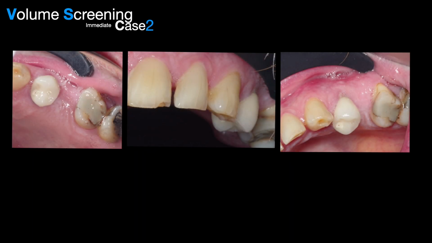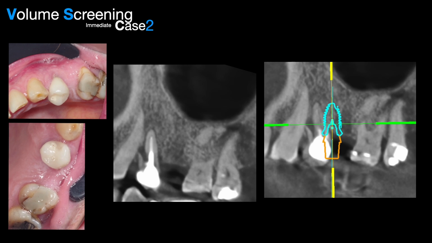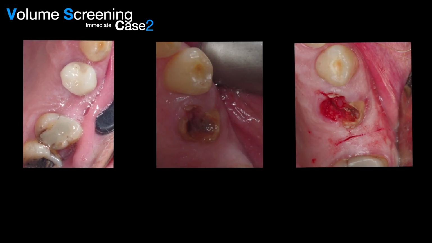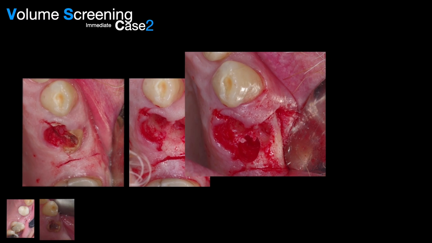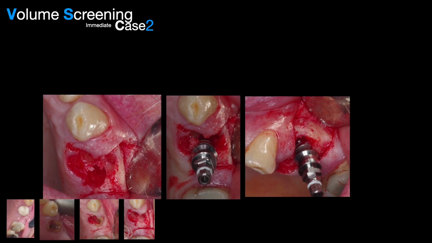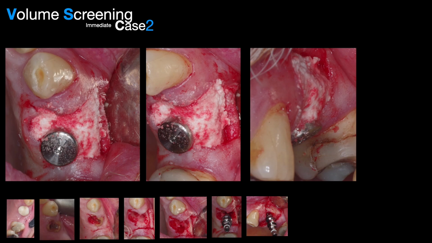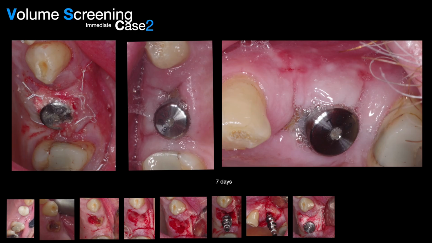Then we have an immediate placement where we remove a premolar and place an implant immediately. So here we have a fractured inflamed premolar. We remove this tooth, expose a bit of the bone and place a very large diameter tissue level implant. We put some EthOss and a little bit more EthOss buccally. We put some sutures and achieve a very good healing.